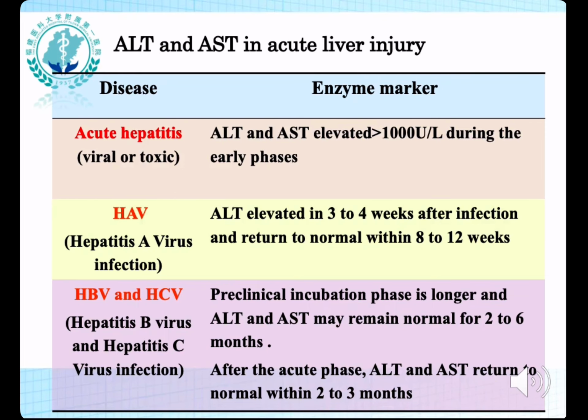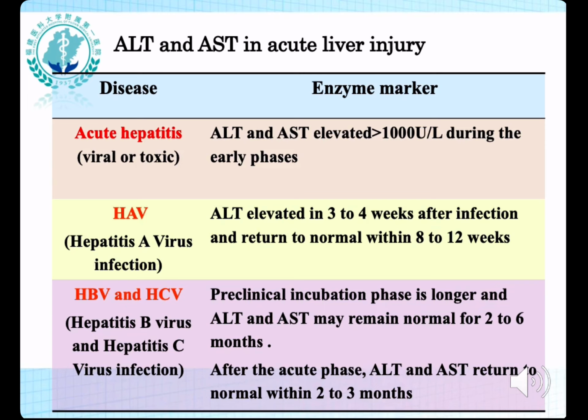For acute hepatitis, either viral or toxic, the levels of ALT and AST are elevated more than 1,000 units per liter during the early phases. And in hepatitis A virus infection, the level of ALT is elevated 3 to 4 weeks after infection and returns to normal within 8 to 12 weeks.